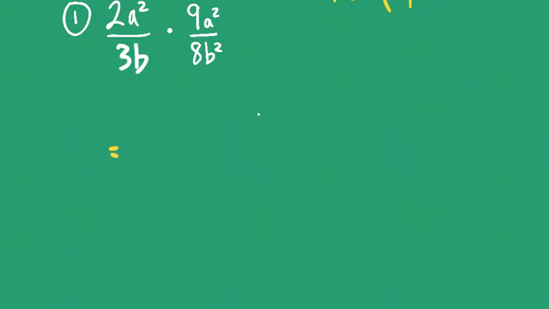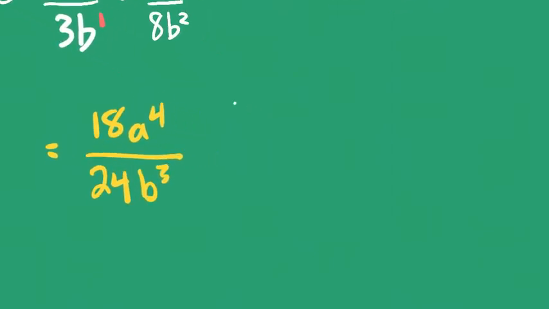So here, if we multiply across, 2 times 9, we get 18. A squared times a squared is a to the 4th. On bottom, 3 times 8. And then b, remember there's an invisible 1 on that b. So b to the 1st and b to the 2nd ends up multiplying to be b to the 3rd. We're just adding those exponents.